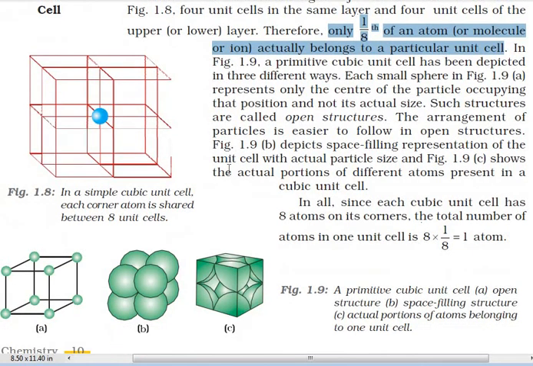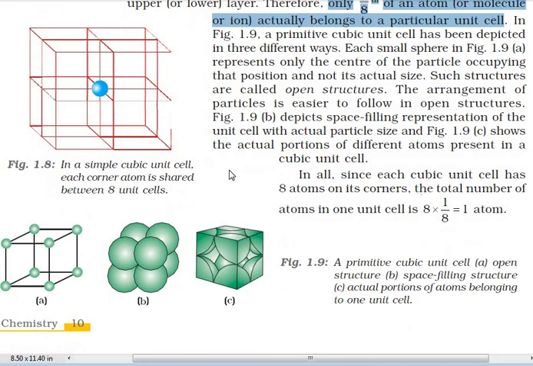So you can see this figure 1.9, where a primitive cubic cell has been depicted in 3 different ways. So this is a simple cubic where lower 4 corners and upper 4 corners are occupied. These are the atoms. So you can see 1, 2, 3, and that's backside 4. The lower 4s and upper 4s, this 5, 6, 7, 8. Okay, so these are the corners which are being occupied.